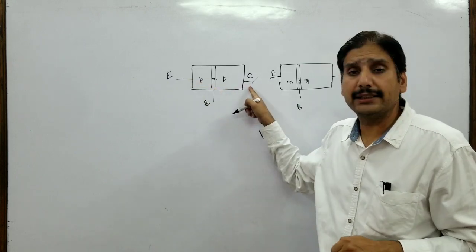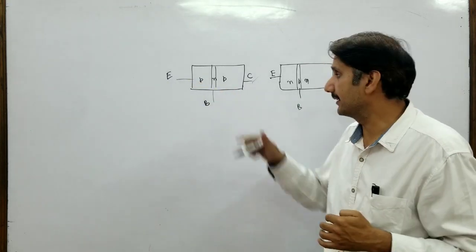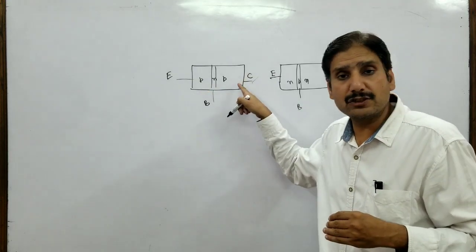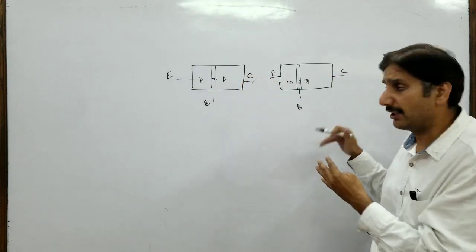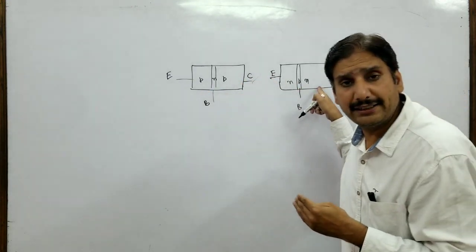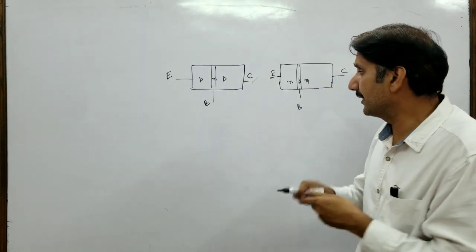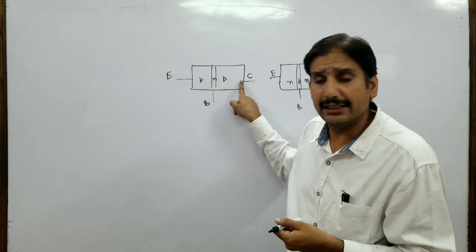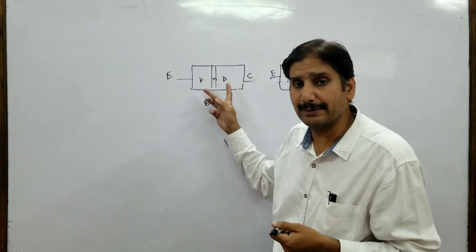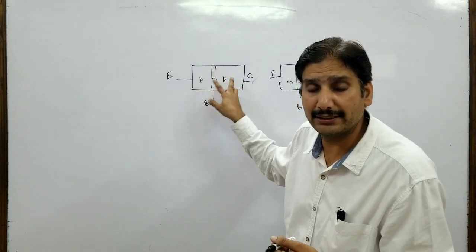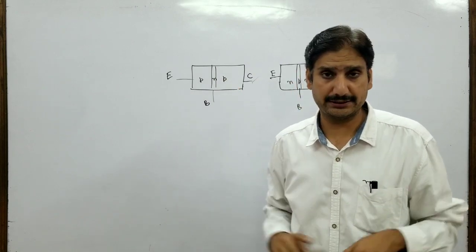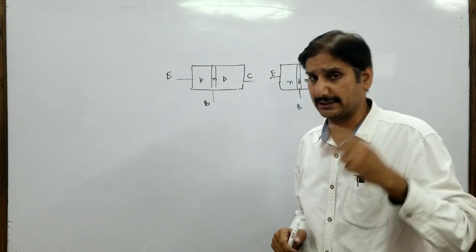Although emitter and collector are made up of the same type of semiconductor, this is P-type semiconductor, this is also P-type semiconductor, or in an NPN transistor, both of them are of N-type semiconductor, they are different. You cannot simply say that since emitter and collector both have P-type semiconductors, emitter can be replaced by collector and vice versa. No, you cannot do that because of two reasons.